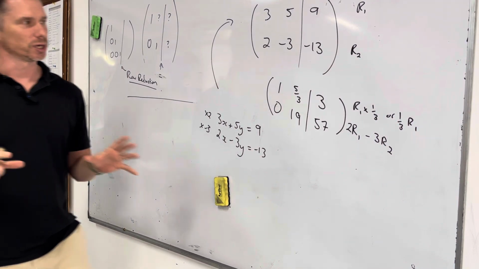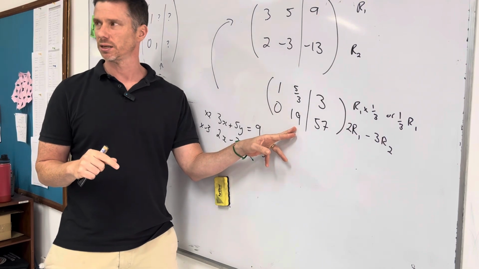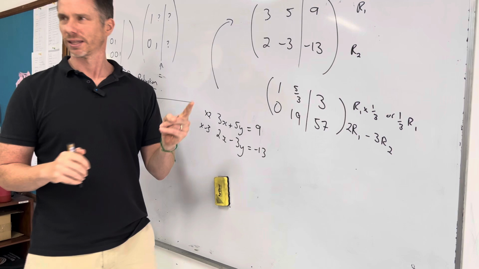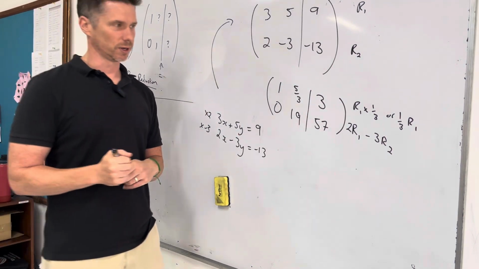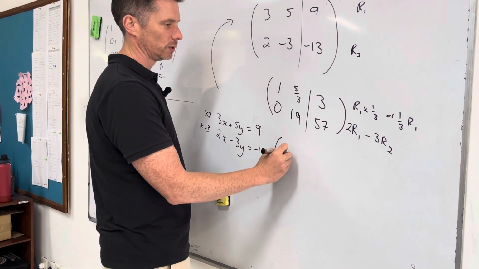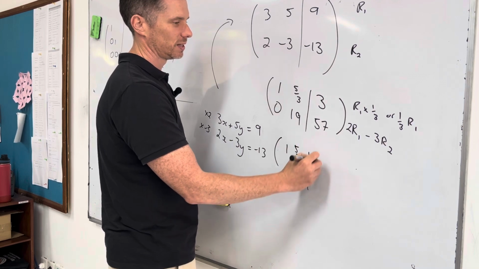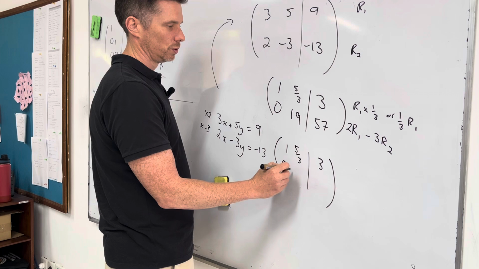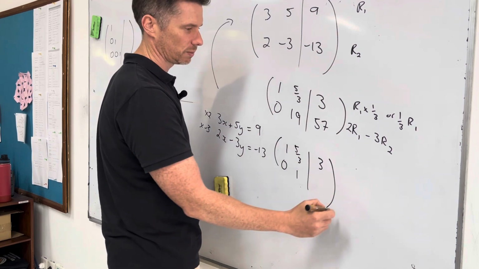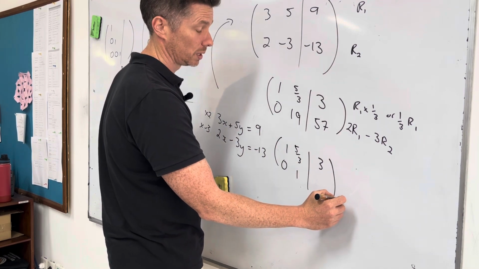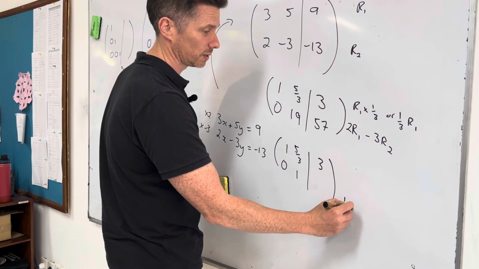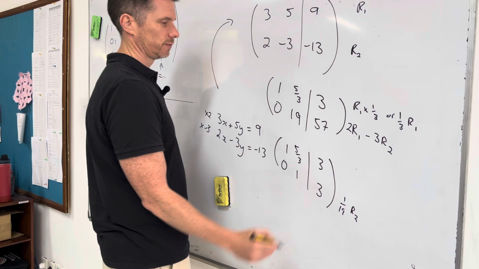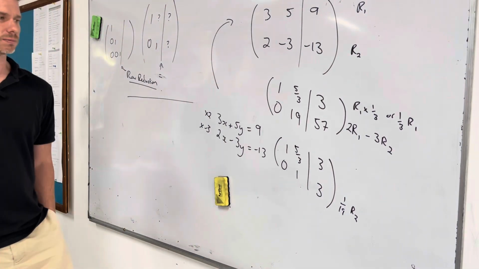Now the only thing I need to do is get this 19 down to 1. How do I get that down to 1? Divide by 19. Or, well, we don't say that. We write times 1 over 19, yes. So this one stays the same, and then we do 1 over 19 times row 2 from the previous one above. We get this, and then we're done.